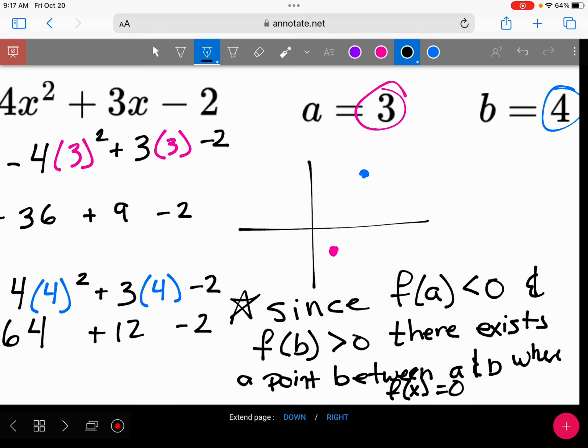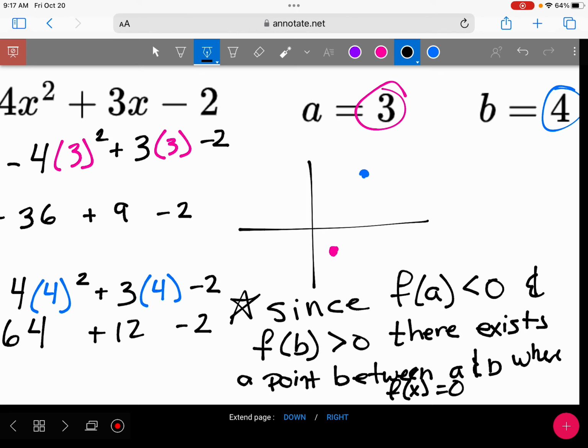Since f of a is negative and f of b is positive, there's a point somewhere in between a and b where f of x is 0. There's at least 1 point. And it's a single sentence where spelling doesn't count and grammar is constructive. So get the point across, and I don't really care what order you put it in.